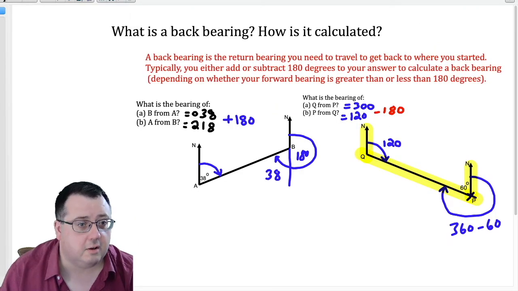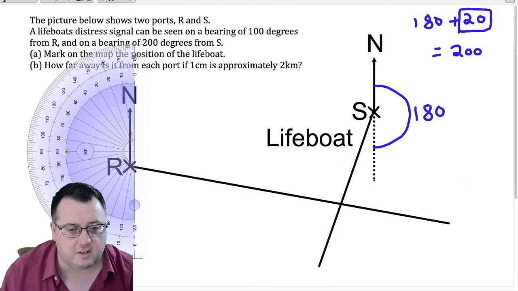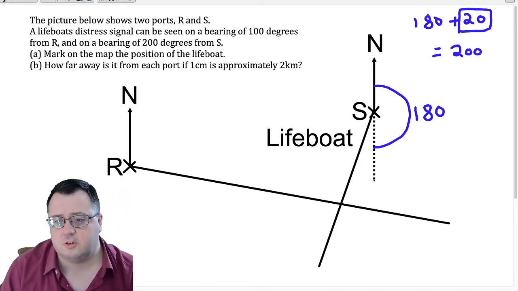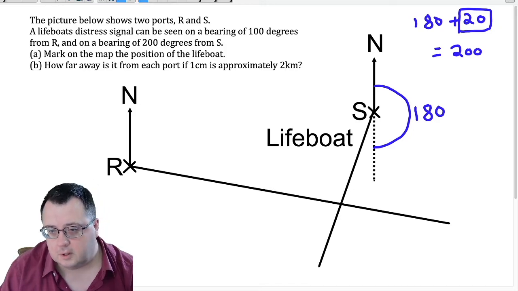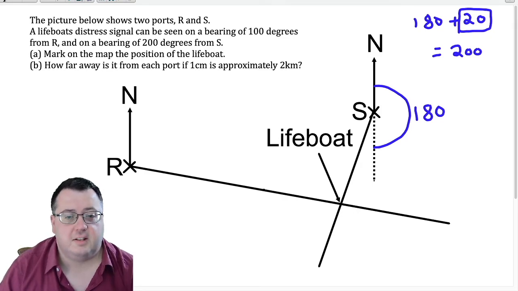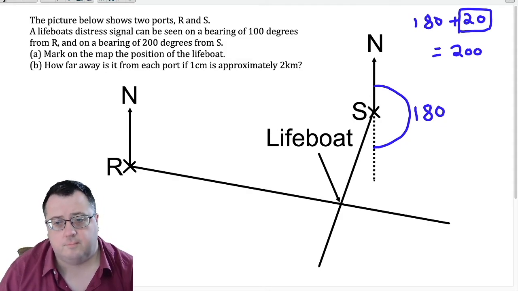Whoop, what's going on here? There we go. Let's move this now. Delete the protractor. I need an arrow. There we go. That's our lifeboat. So, how far away is it from each port if 1 cm is approximately 2 kilometers? So that's telling us we now need to measure these lines, R to the lifeboat, RL, and SL.